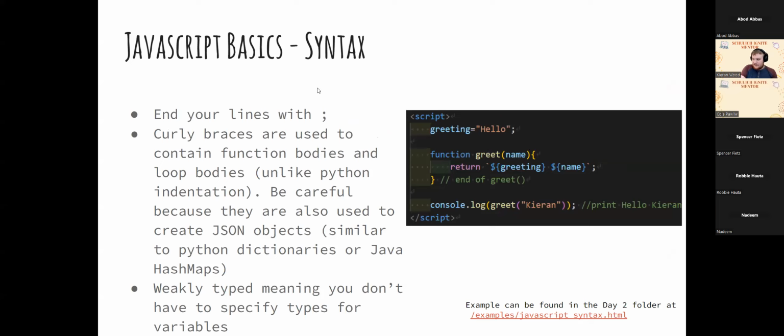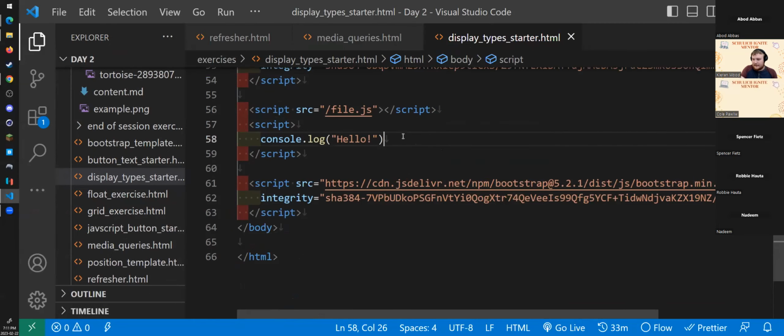Okay, so the basic syntax is you should end your lines with a semicolon. You don't actually have to. It doesn't force you to, but you probably should. Curly braces are used to define function bodies and stuff like that. If you're not used to this in Python, this is essentially the same thing as indentation levels.